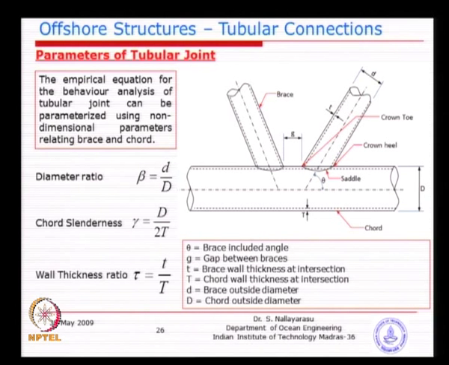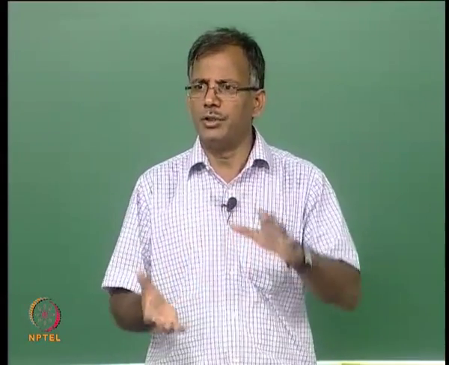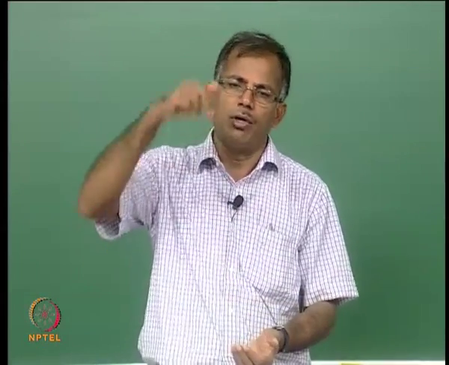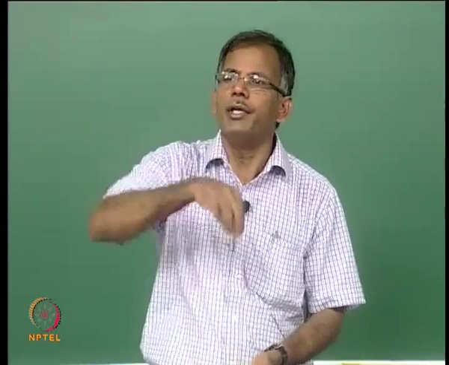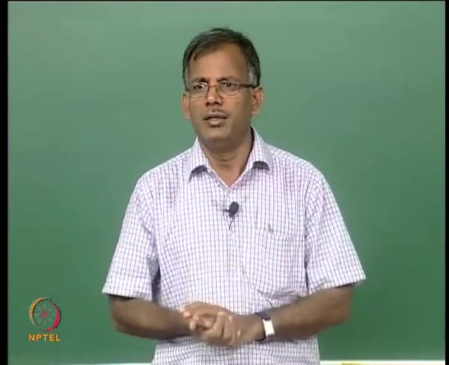If you see the behavior, when the ratio of the brace diameter to chord diameter becomes large, that means near 1, there will be a different type of failure. If it is small, there will be a different type of failure. If you take a case of beta less than say 0.2, very small, that means a very big chord, small brace diameter. So what will happen when the load is applied? It will be poking through the tubular, meaning the failure will be almost local.